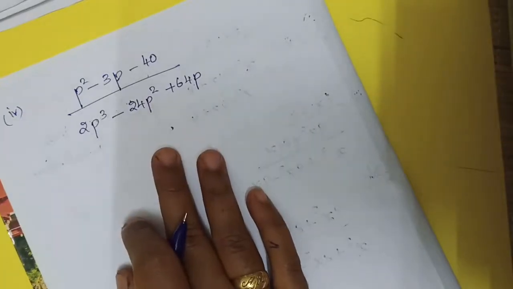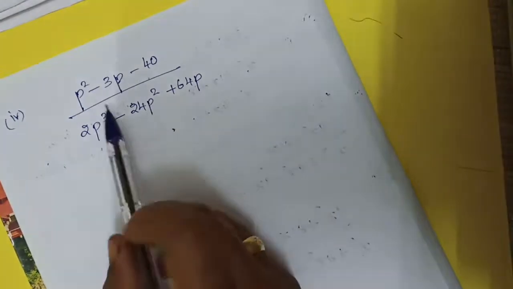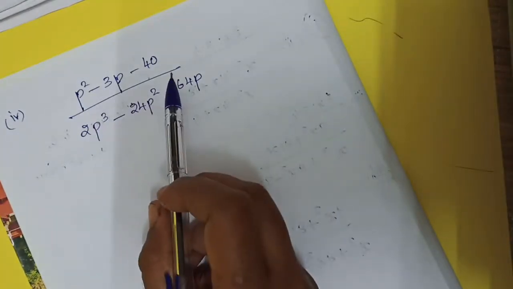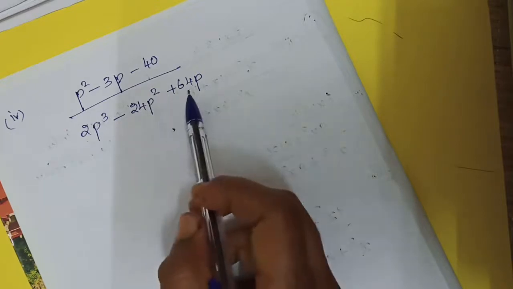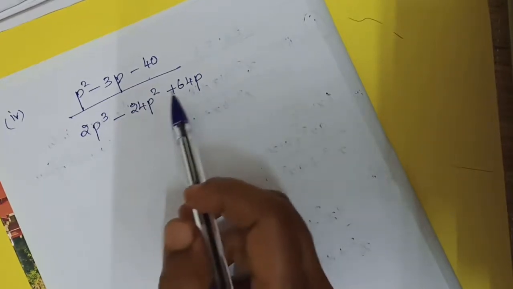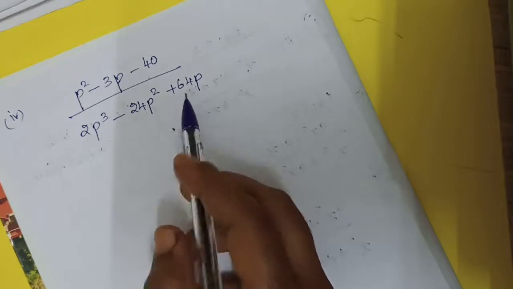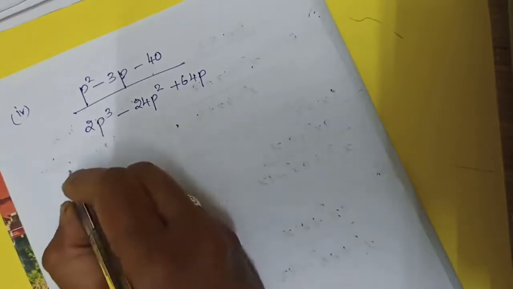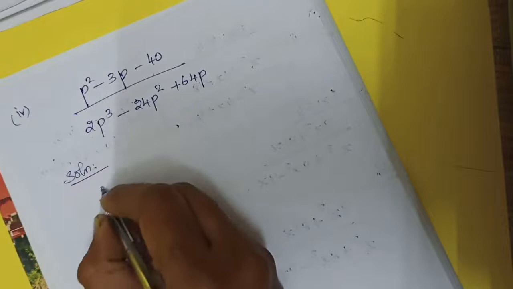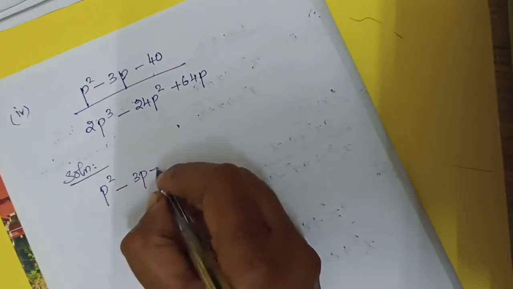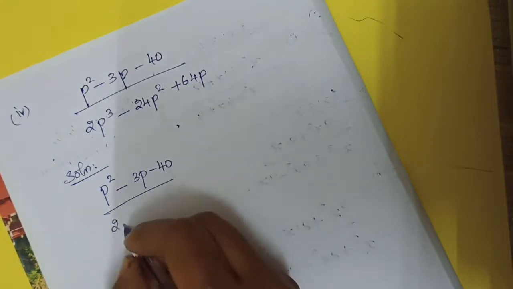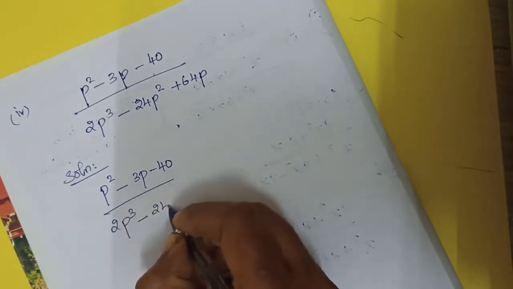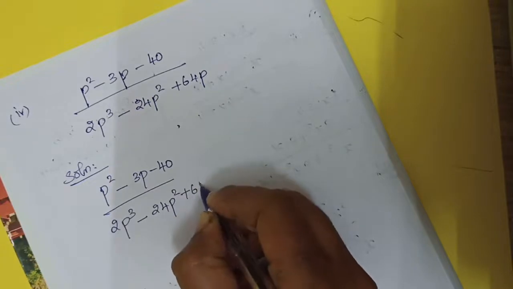Now listen, the last problem in first Roman. That means (p² − 3p − 40)/(2p³ − 24p² + 64p). We need to reduce this into lowest form only. Shall we do this now? So solution: (p² − 3p − 40)/(2p³ − 24p² + 64p), which is equal to.